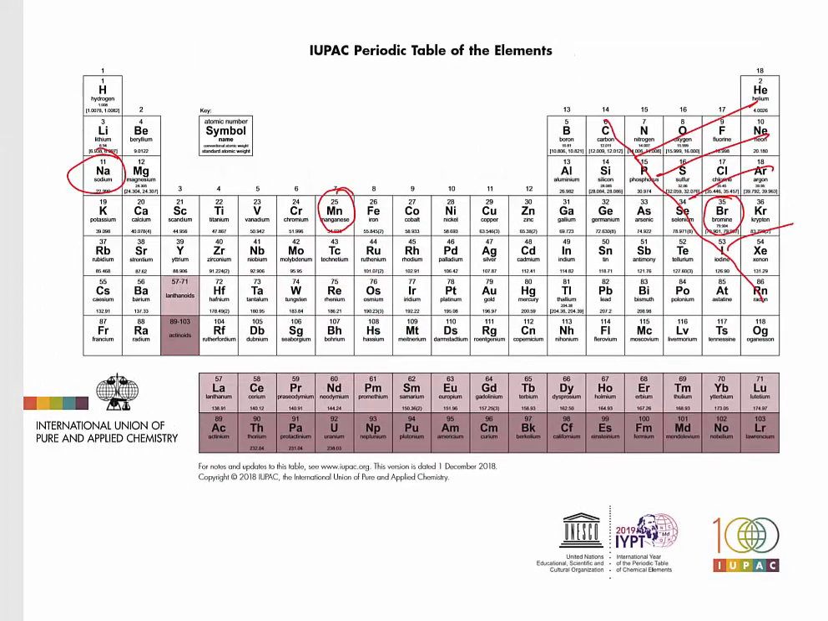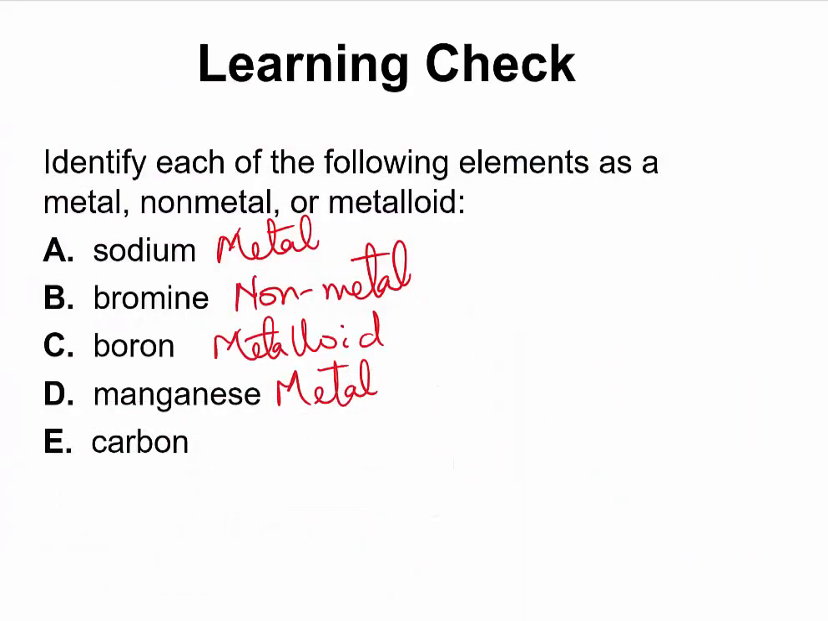Carbon. This is carbon. Element number 6. It is the first element you mention when you're talking about nonmetals. So carbon is a non-metal.